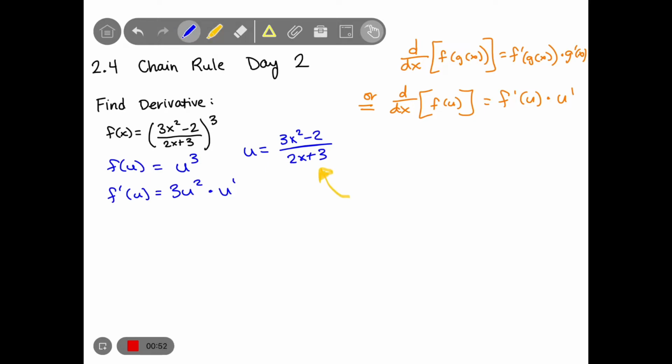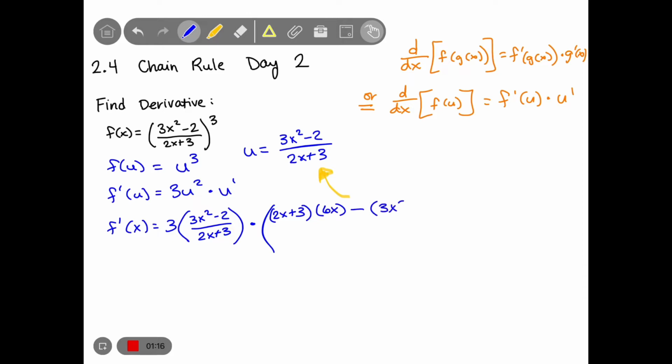So now I'm going to actually put the x's back in. So it's f prime of x equals 3 parentheses, the equation that I defined as u, or that I let u be, I should say, times the derivative of u, which is low d high minus high d low all over low squared. Now we get to attempt to simplify this sum.